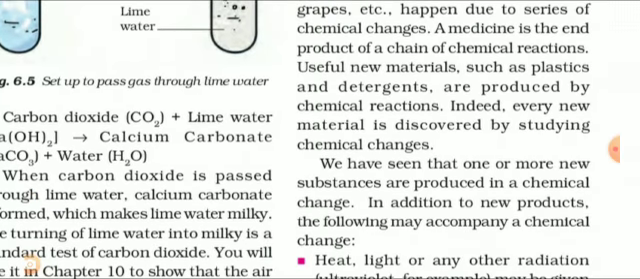एक medicine जब बनती है then it has to pass through a series of chemical changes और chemical reactions, तब finally एक medicine बन के ready होती है. Useful new materials such as plastics and detergents are produced by chemical reactions.